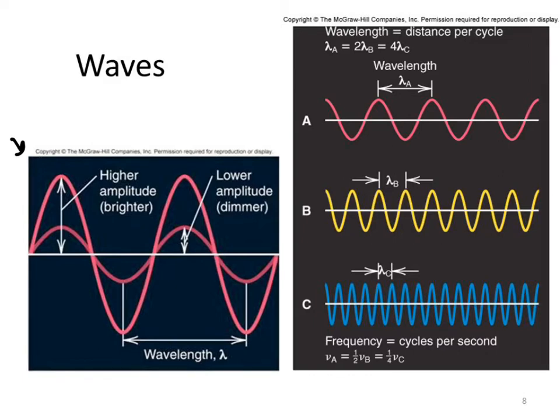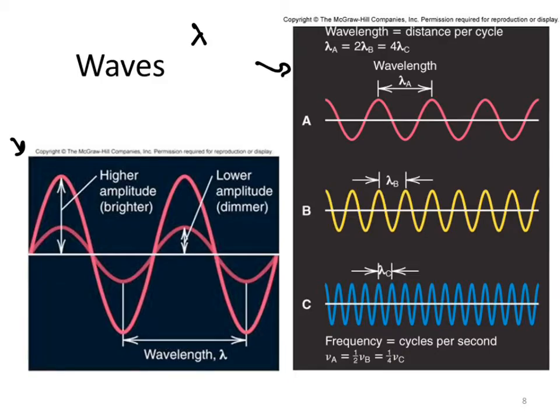When we talk about wavelength, we're looking at the picture on the right side here. Wavelength is basically the distance per cycle. We use this lambda symbol, looks like this, for wavelength. Again, larger wavelength means lower energy. Shorter wavelength means higher energy.